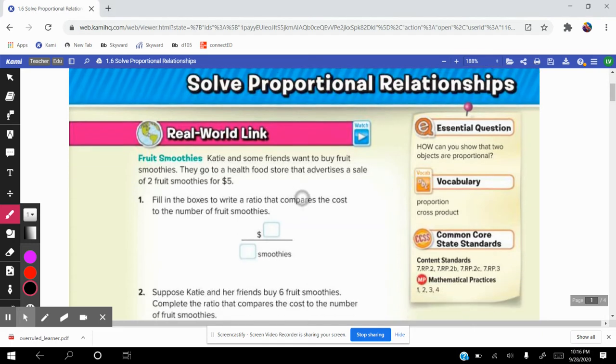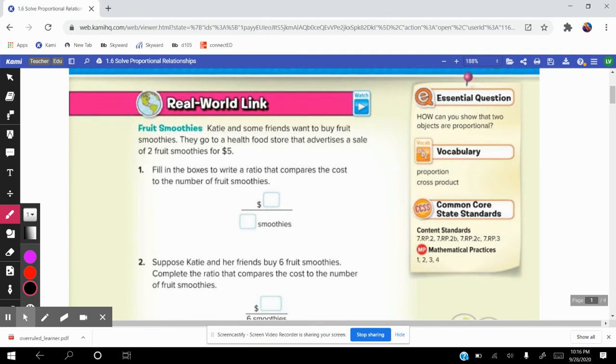Let's begin with the real-world link. Fruit smoothies. Katie and some friends want to buy fruit smoothies. They go to a health food store that advertises a sale of 2 fruit smoothies for $5. Number 1. Fill in the boxes to write a ratio that compares the cost to the number of fruit smoothies. Well, the dollar amount is $5 for 2 smoothies.